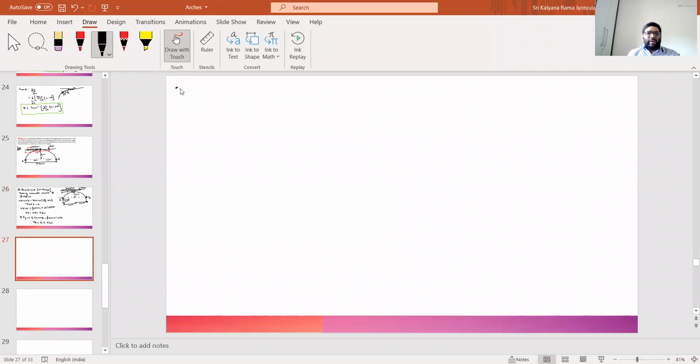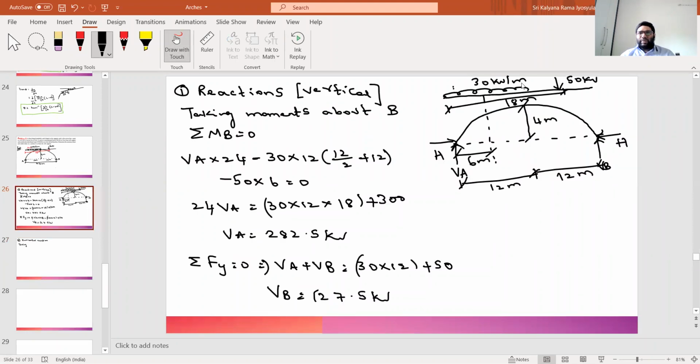Okay. Now let us go to the second step, that is horizontal reaction H. For that, taking moments about the crown, you can see this here. So this is point C. So this is C, this is B, and this is A. So taking moments about the crown, top point. Whenever we consider the moment about the crown, we will get the value of H.